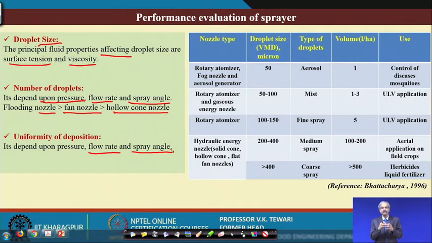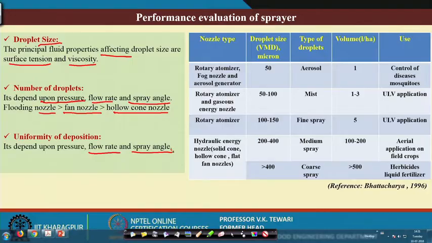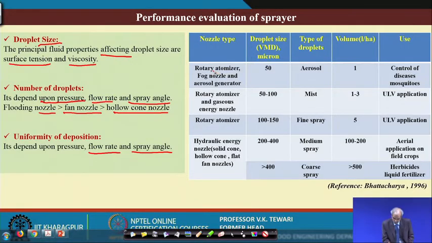When you talk of the liquid, you have to talk of the surface tension, the level of viscosity, and the density. You will have to talk of the orifice through which it comes out, then the flow rate, and then the spray angle. Now I have presented one table here, which will give you some idea about how to learn about the droplet size, the types of droplets and the volume, and their corresponding use. So, let us have a look at this. See, nozzle type: if you have rotary atomizers, fog nozzles or aerosol generators.